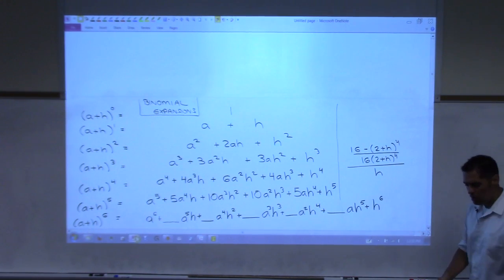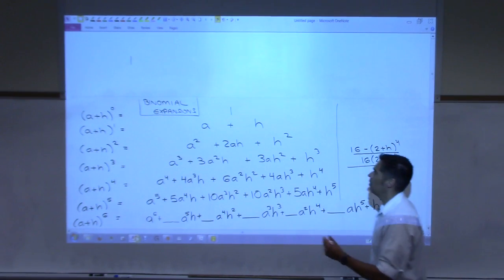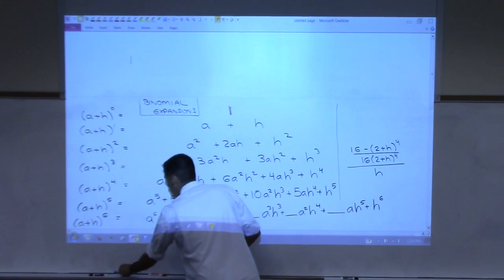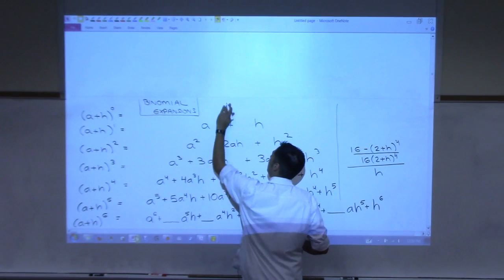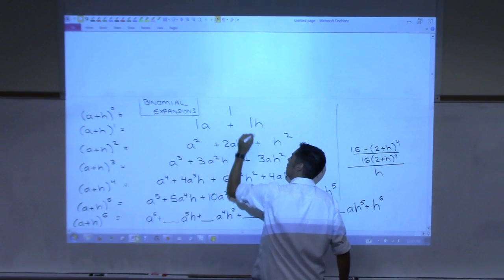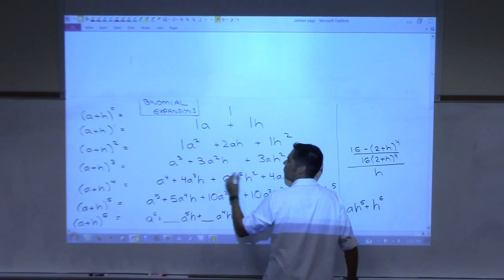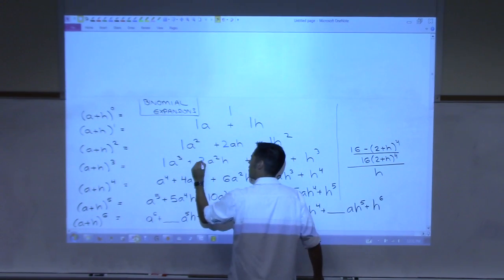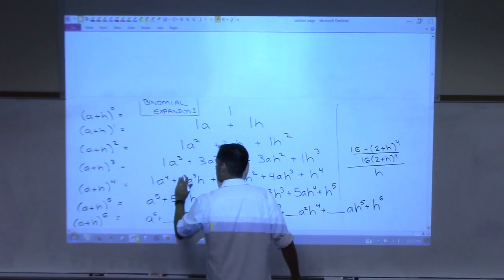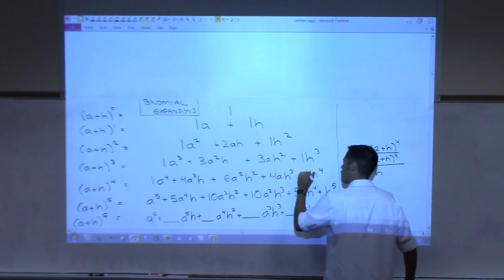The numbers are a little harder to see, but I'm going to highlight them right now. I'll use my red marker here. This first number is a 1. And now let's just look at the coefficients. 1 and 1. 1, 2, 1. 1, 3, 3, 1. 1, 4, 6, 4, 1.